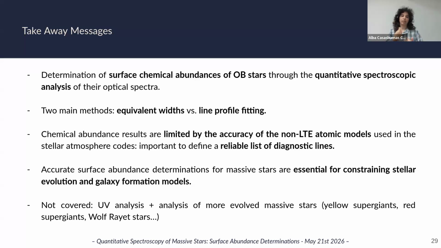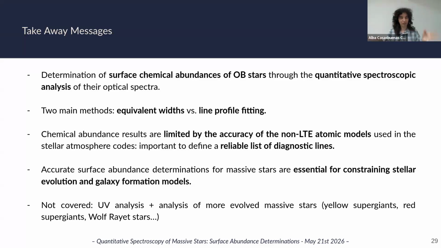I want to highlight again that the chemical abundance results that we get are always going to be limited by the accuracy of the non-LTE atomic models, which we use in the stellar atmosphere codes. So it's really important to have good atomic models, and also really important to define a reliable list of diagnostic lines that we can use. Finally, we went over how accurate surface abundance determinations of massive stars are essential for constraining stellar evolution and galaxy formation models.